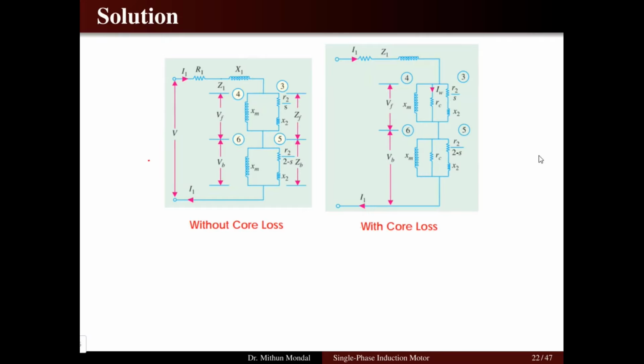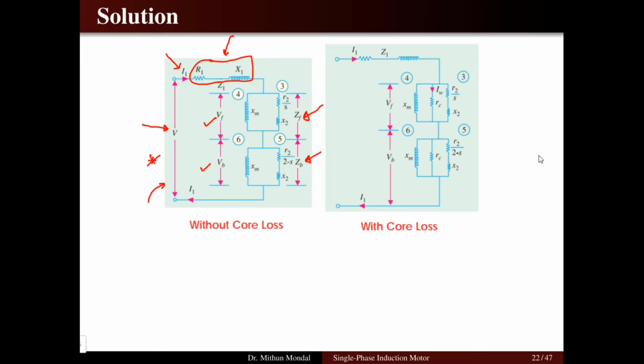So the equivalent circuit of the single phase induction motor is shown here. R1 and X1 represent the stator resistance and reactance. You have a supply voltage V, which is a single phase AC voltage, drawing a current I1. As we discussed in the double revolving field theory, we have the forward field and the backward field, so they will offer different impedances, given by ZF and ZB.